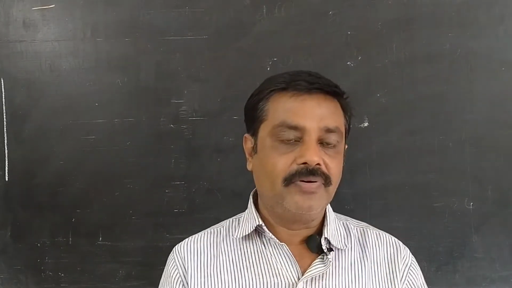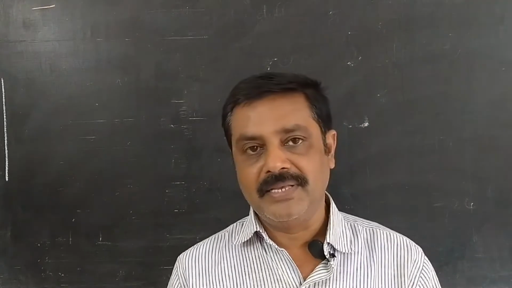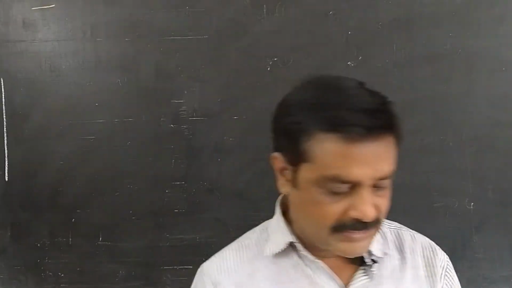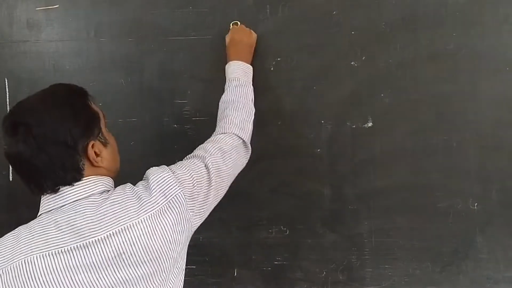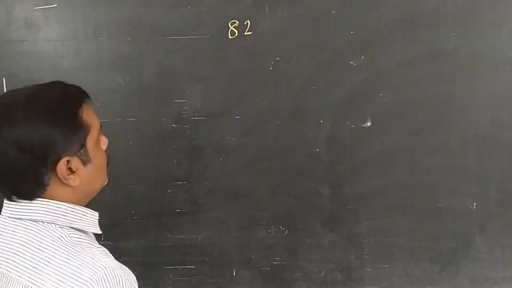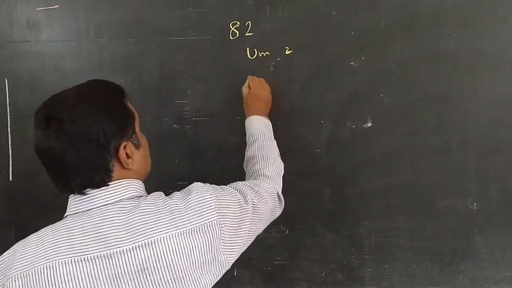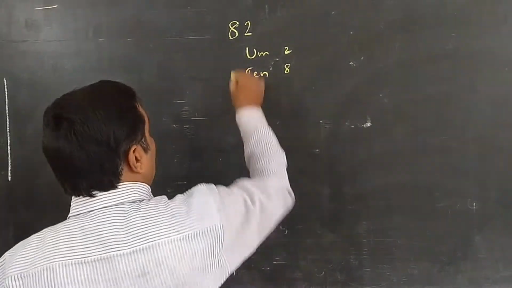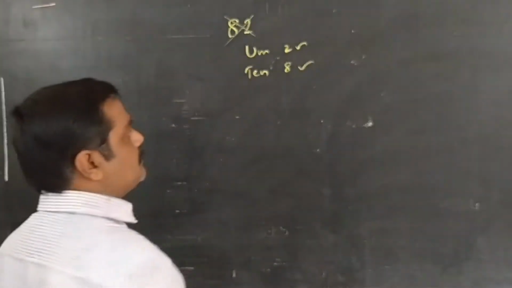We are discussing digit numbers. A two-digit number means the units place is there and the tens place is there. Is it clear? Let's see one example. 82 is there. 2 is the units place and 8 is the tens place. So tens place is 8, units place is 2.